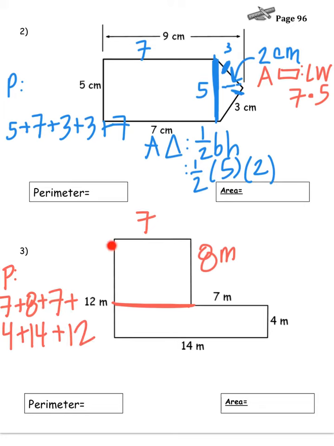So we have a shape that has 1, 2, 3, 4, 5, 6 sides, and we have 1, 2, 3, 4, 5, 6 numbers. So add those up and get the perimeter, and then do the area. So we have the area of this top rectangle. This is not a square here because we have different measurements. One piece is 7, the other is 8. So it's length times width. And then we have 4 times 14, because this total length here is 14, the width is 4.